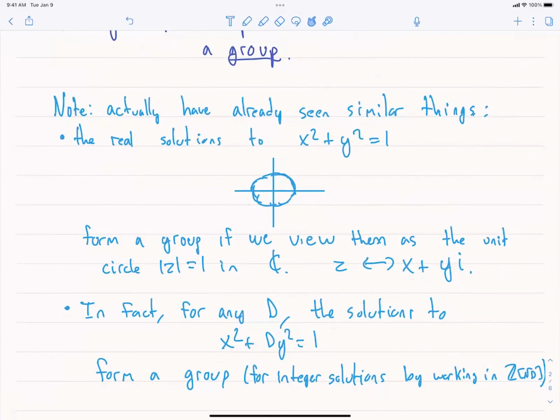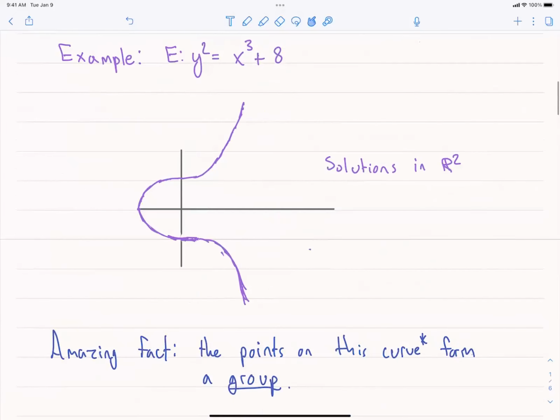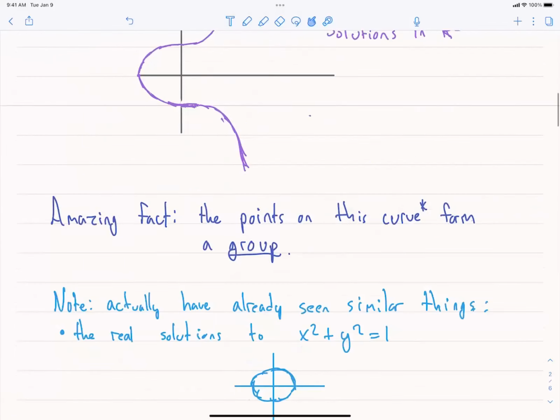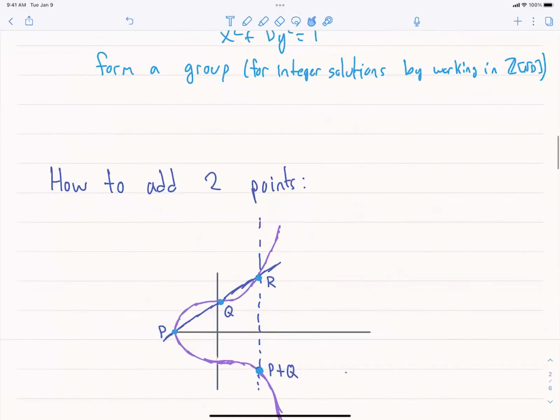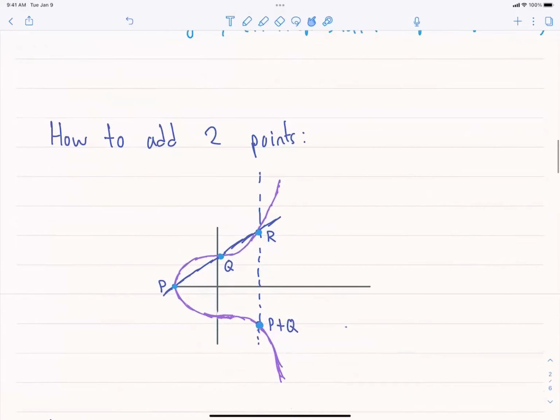Okay. So this is not a completely foreign idea that some geometric object could give you points on it that form a group. But here it's going to happen in a more complicated way, and maybe a more interesting way. So let me just describe how you add two points. I mean, if I'm saying this is a group, I have to tell you how to add two points. Okay, and so basically it works like this.